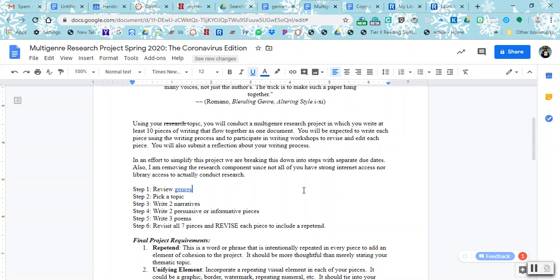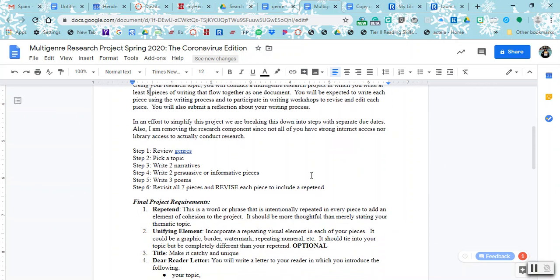So you're going to have a topic, and then you'll conduct a project in which you're going to write at least 10, that was 10, now it's 8 pieces of writing that flow together as one document. You will be expected to write each piece using the writing process and to participate in writing workshops to revise and edit each piece. Now, the writing workshops are going to be a little strange because we're not face to face. I'm currently considering making them a part of Canvas, so we'll see. You'll also submit a reflection about your writing process.